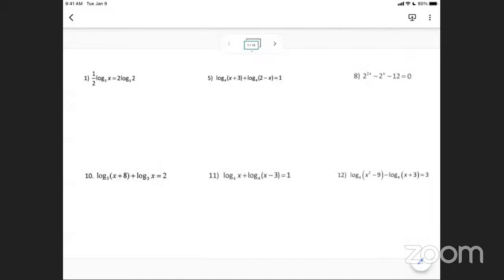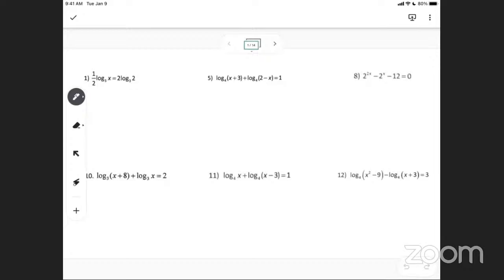So I will share my screen here. Awesome. All right. So here we are. We've got logs and exponents. And so let's see, the instructions here just said solve, I assume.